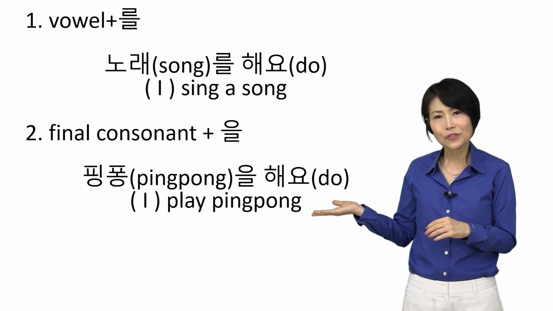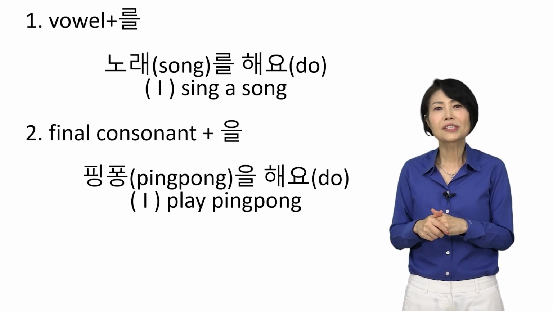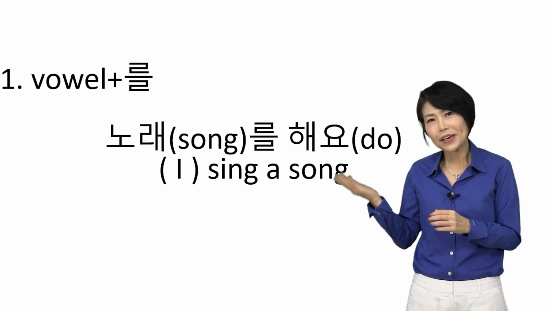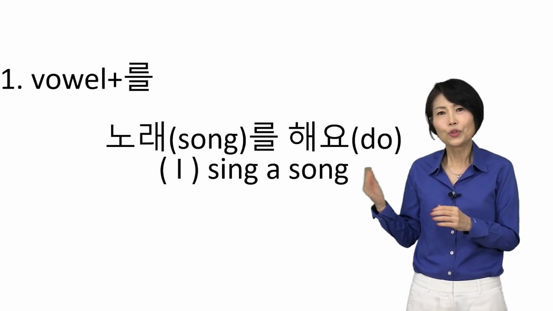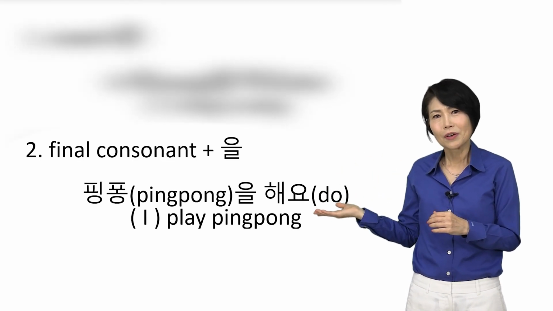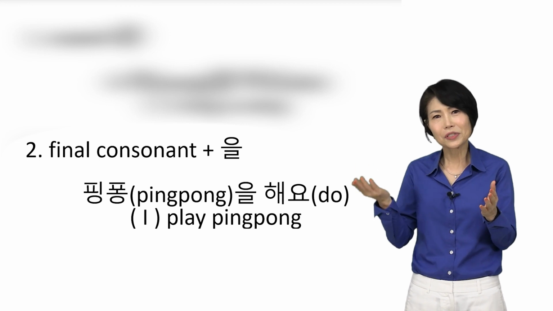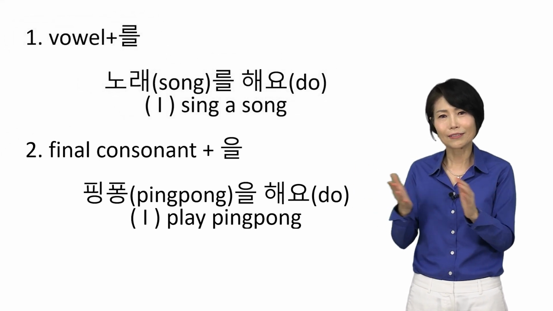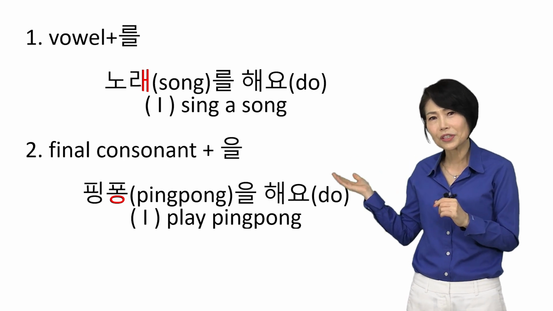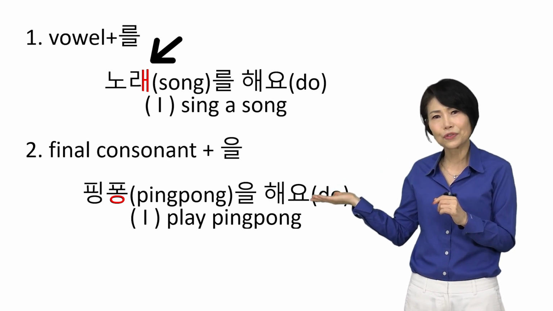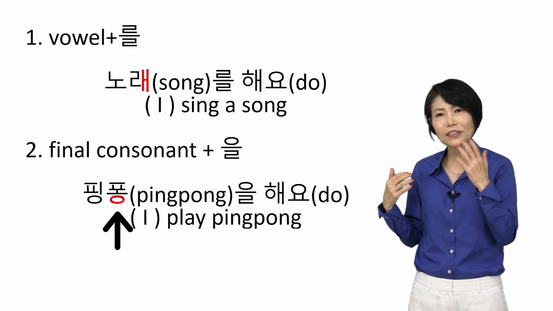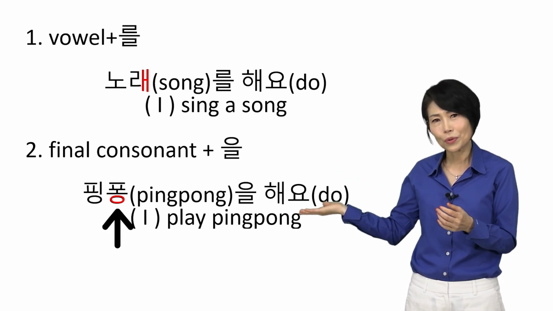Here, you see a sentence structure with an object. The sentence 노래를 해요 has the object 노래 and the verb 해요 from the verb stem 하다, which means do in English. 핑퐁을 해요 is similar. 핑퐁 is the object and 해요 is the predicate from the verb stem 하다. The only thing is that the particle 를 follows words ending with a vowel such as 에 from 노래, and 을 follows words with a final consonant such as from 퐁.